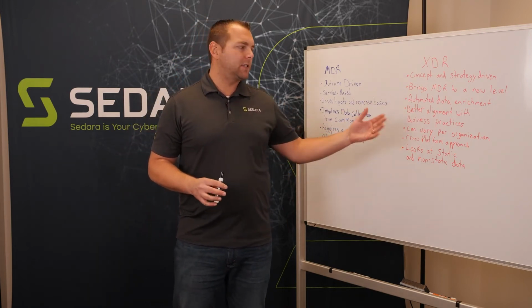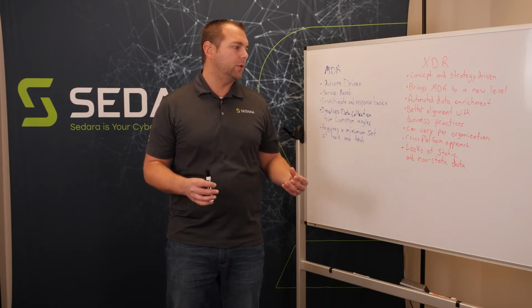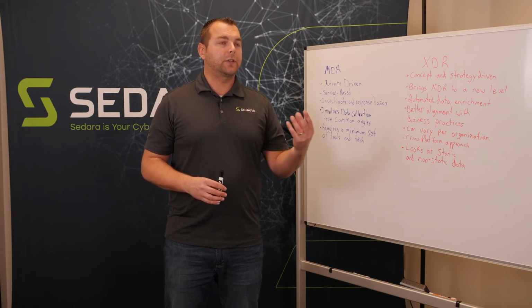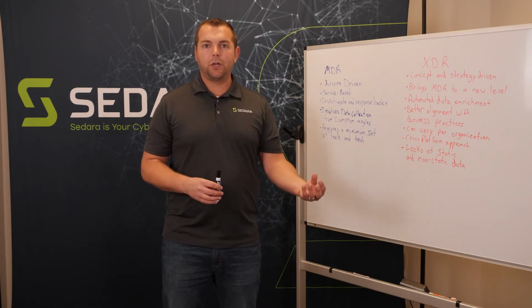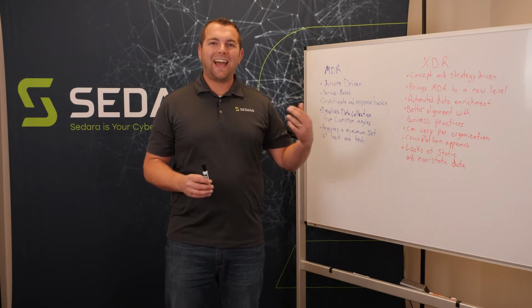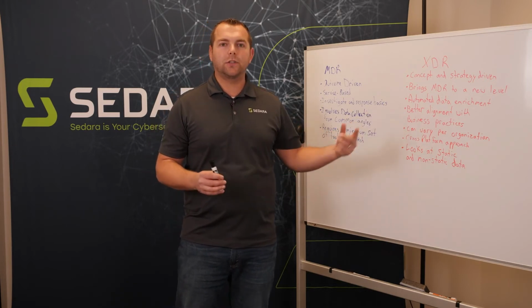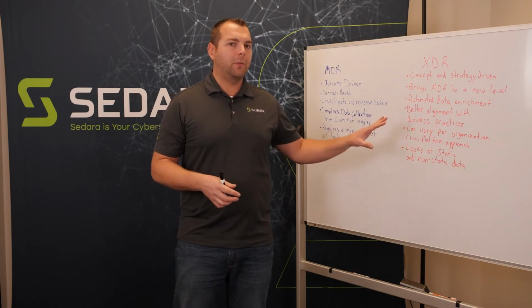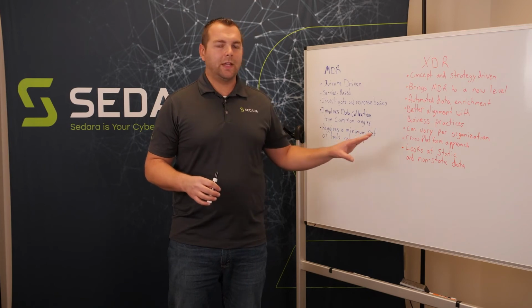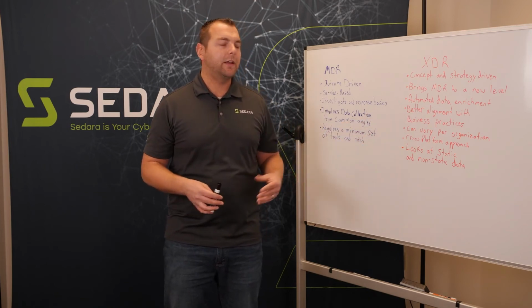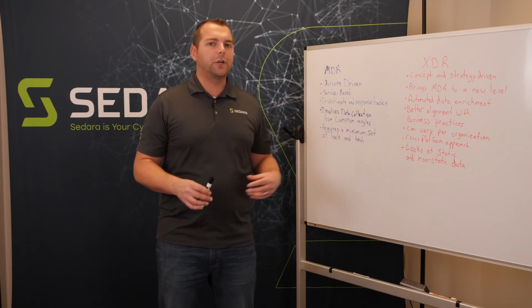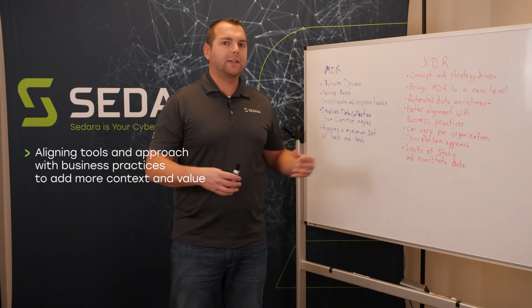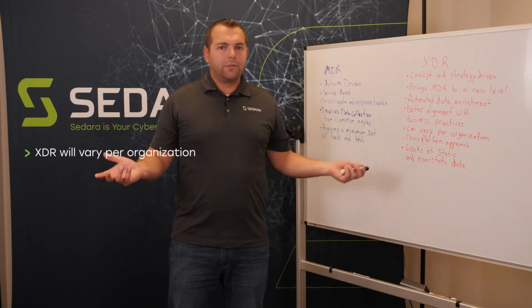So that's aligning business practices with how we're tuning our tools, but then also doing things like automatically taking, say for example, domain administrator group membership and feeding those into those rules to say anytime that group changes, we need to adjust these rules to make sure that we're always looking for the most up-to-date activity for that domain, that list of domain administrators. And when that changes, that doesn't matter. We've already accounted for that. So that's how you're aligning your tools and your approach with your business practices, and you're adding more context and you're adding more value. So what that means is it's going to vary per organization.